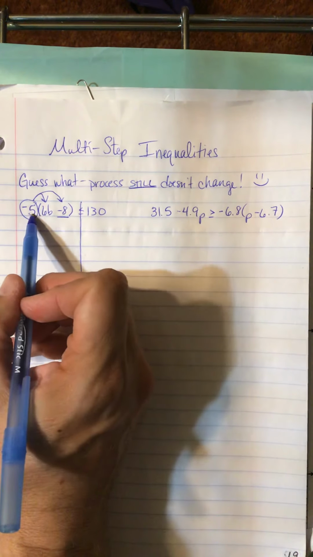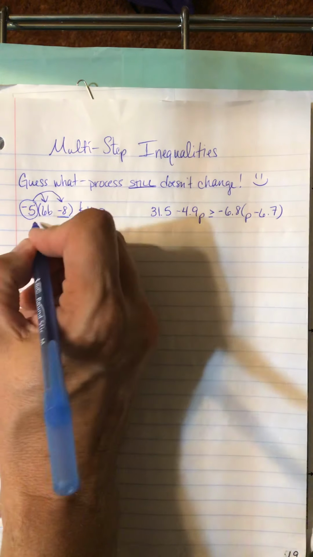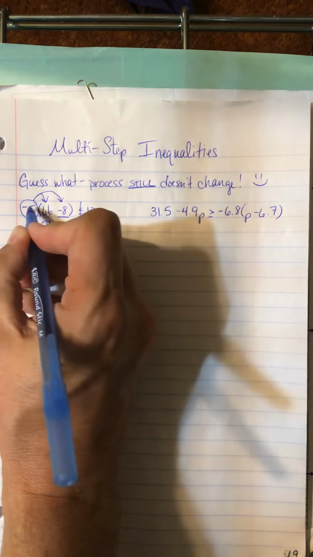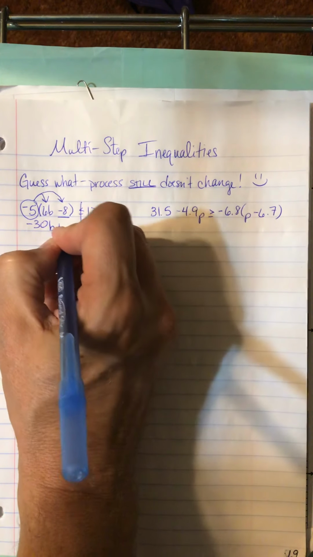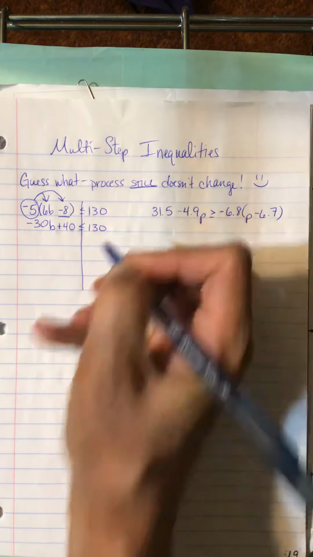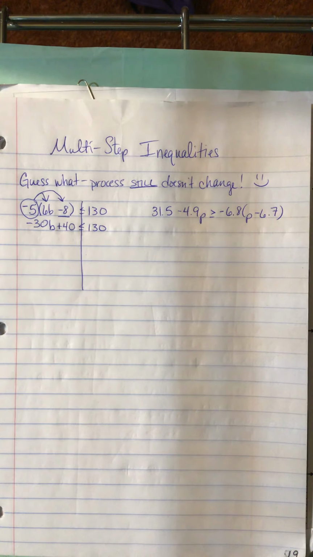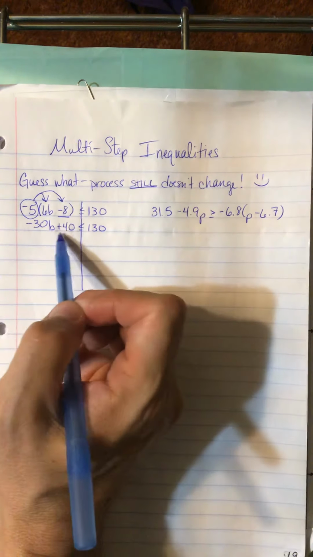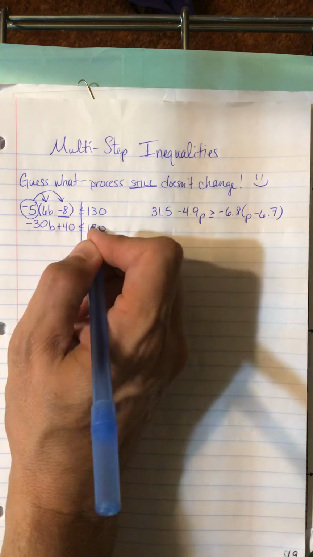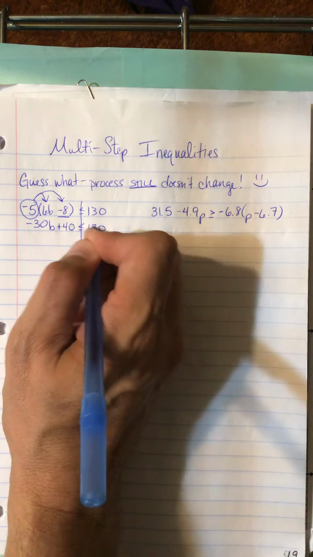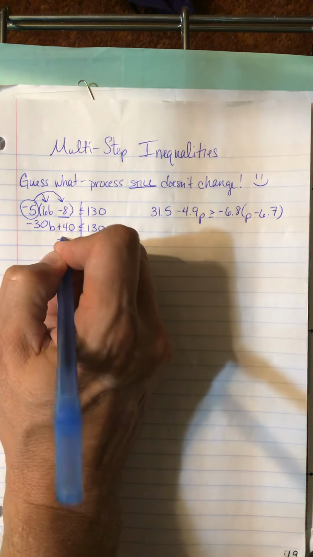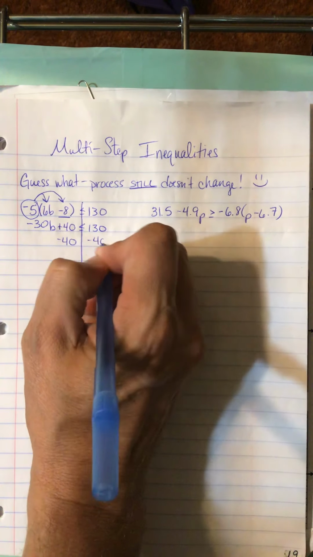We have parentheses, so we're going to distribute the -5. -5 times 6b is -30b. -5 times -8 is +40, is less than or equal to 130. Alrighty, so we have no like terms to combine, so we don't have any variables on both sides, so we don't need to do step 3, which is move the smaller variable. So we go on to step 4, move the constant. We will subtract 40 from both sides.